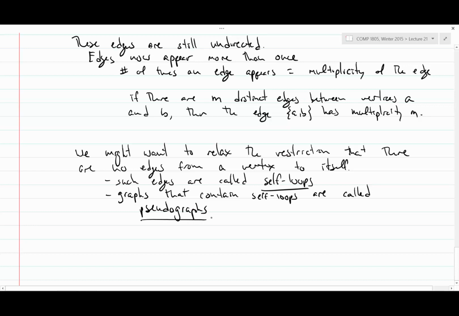So if you have a self-loop, you are a pseudograph. These come in handy for things like loopbacks in networks. If you're on a network, there's always an IP address that refers back to yourself. And that's useful for various applications that I won't get into now, but they do come in handy.